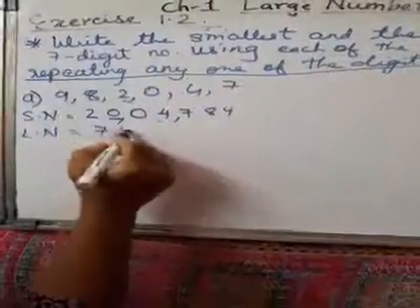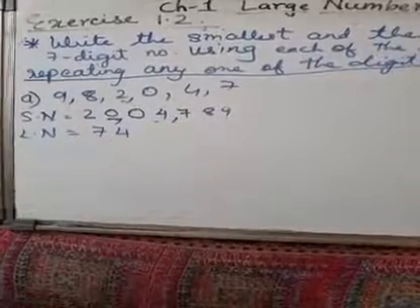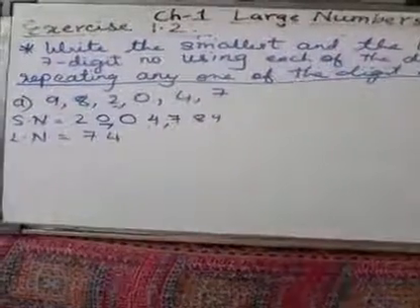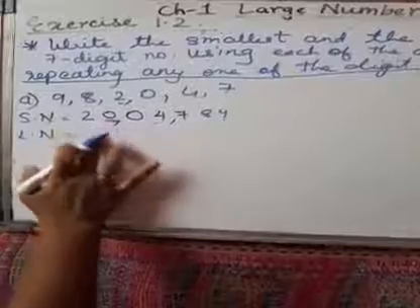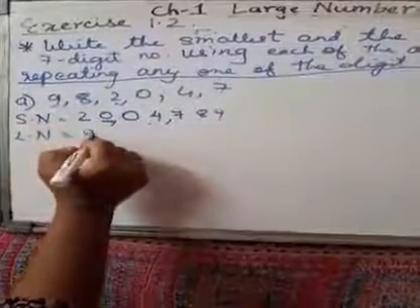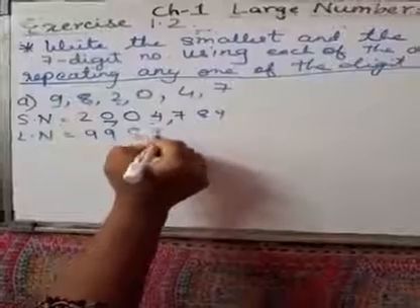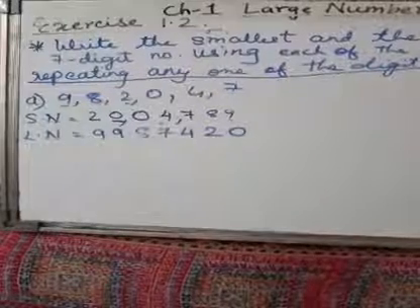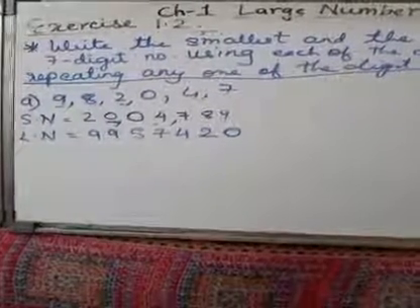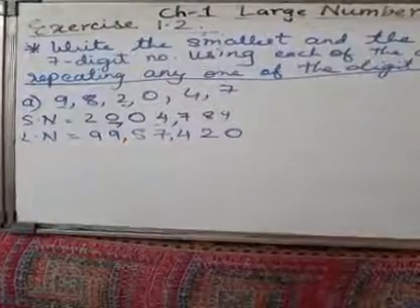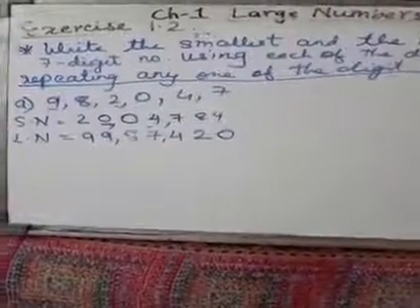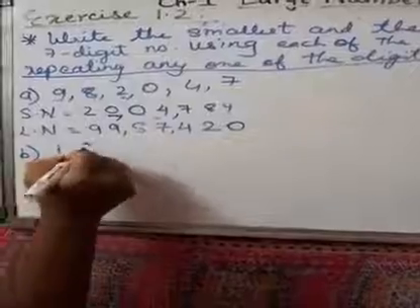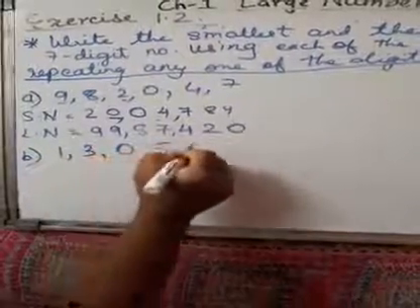Similarly, for the largest number we will start with 9, 8, 7, 4. Now here the largest digit we have to repeat, so 9. So 9, 9, 8, 7, 4, 2, 0. Okay? So which number do you get now here? 9, 9, 8, 7, 4, 2, 0. So your answer becomes now 99,87,420.